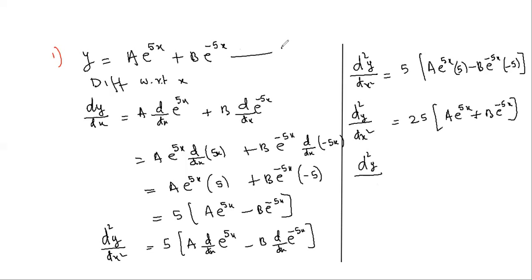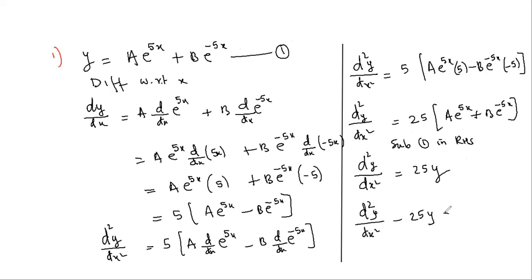So this is your equation 1. So substituting 1 in RHS, you will get d2y by dx2 is 25y. So the solution is d2y by dx2 minus 25y equals 0. Is it clear? Yes. So I can say this much. Have you finished writing or still writing?